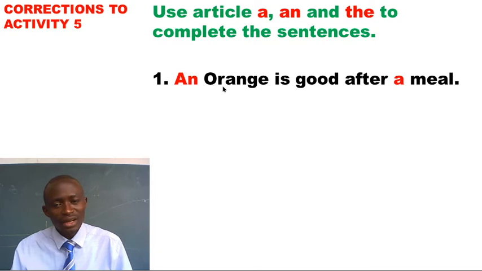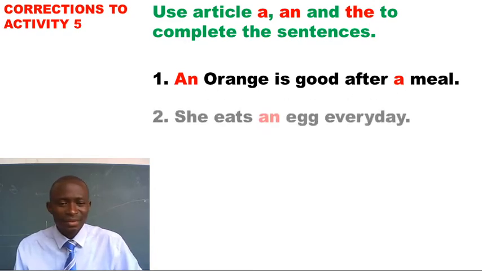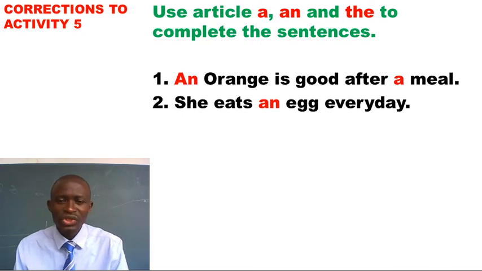Why? The next word, after serious examination, we realize that the word begins in a vowel sound, o. And so those nouns that begin in a vowel sound take article an, and those that begin in a consonant sound take article a. That's the principle behind it. So we have it as an orange is good after a meal. Number 2 says, she eats an egg every day. An egg, you realize this sound is a vowel sound, and so it takes article an.